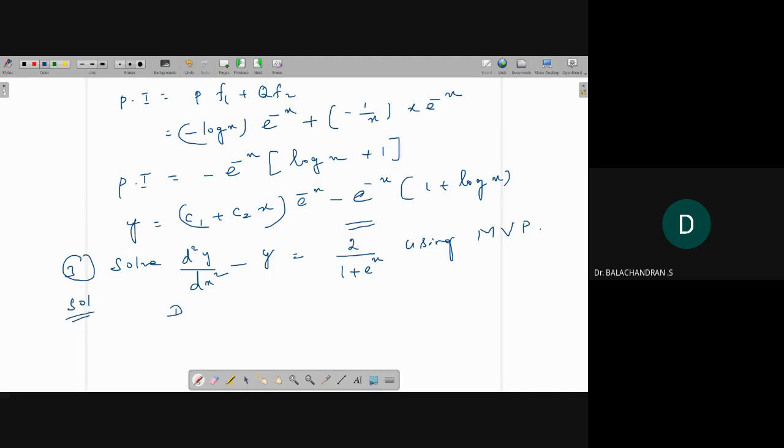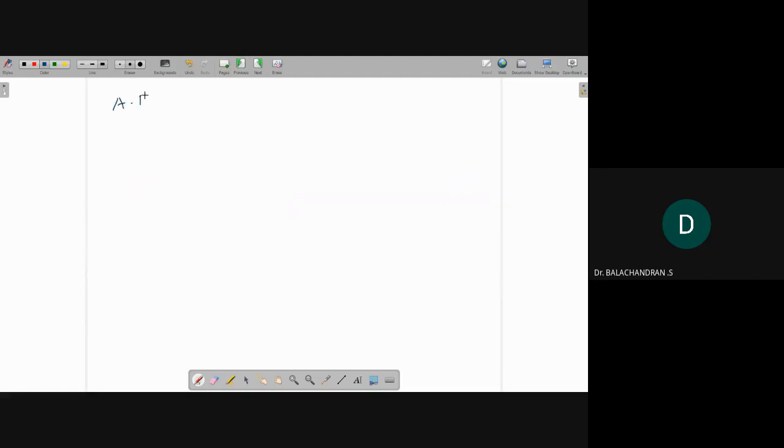Solution: d square minus 1 into y equal to 2 divided by 1 plus e power x. So write the auxiliary equation. That is m square minus 1 equal to 0. So m square equal to 1, m equal to plus or minus 1. The complementary function is c1 into e power x plus c2 into e power minus x. Okay. So now f1 is e power x and f2 is e power minus x.